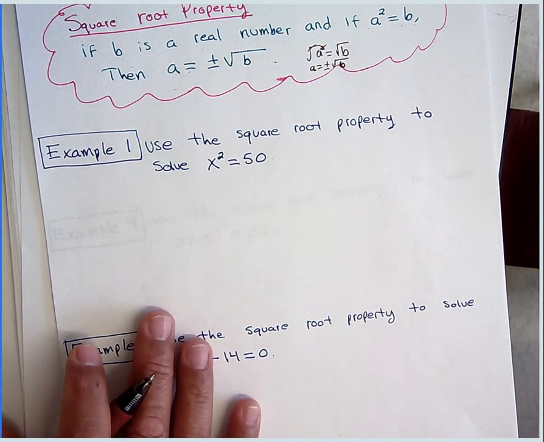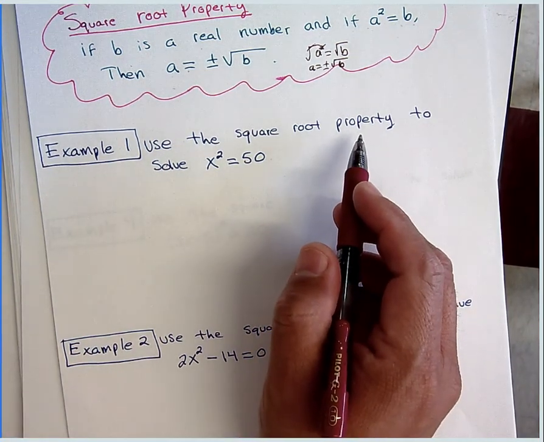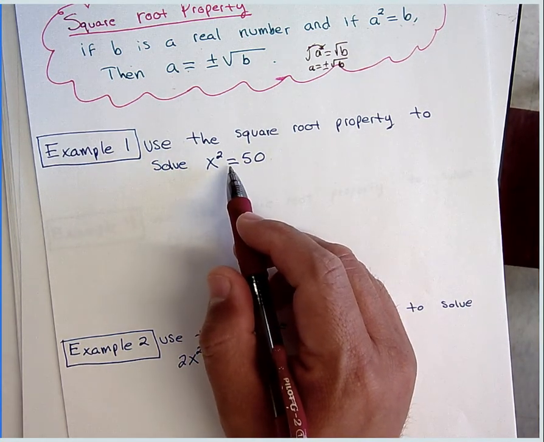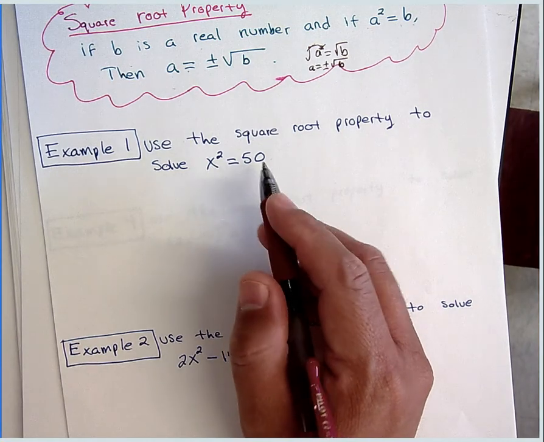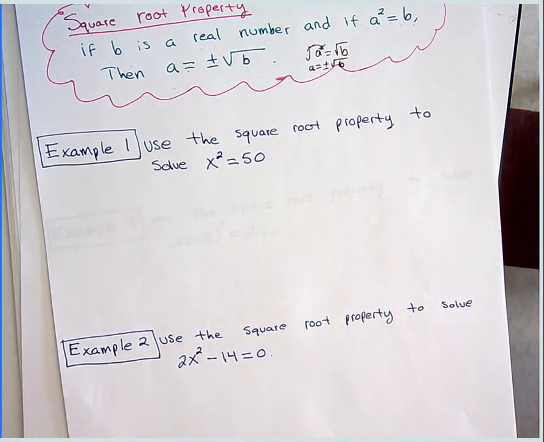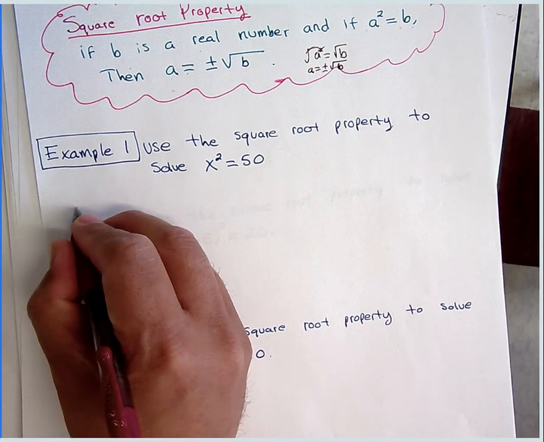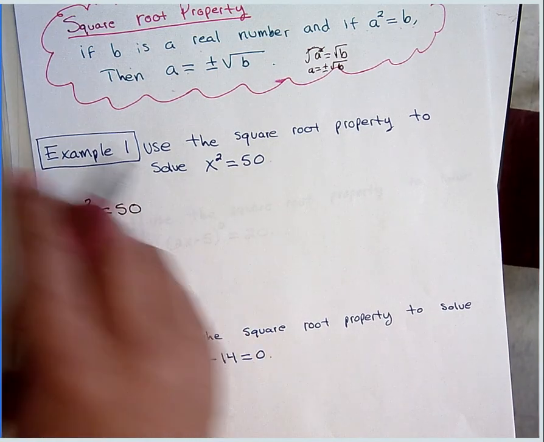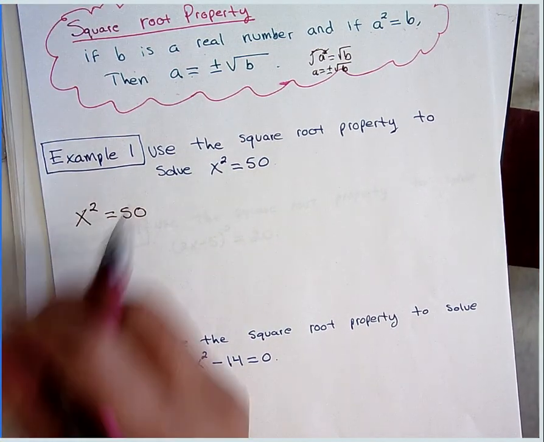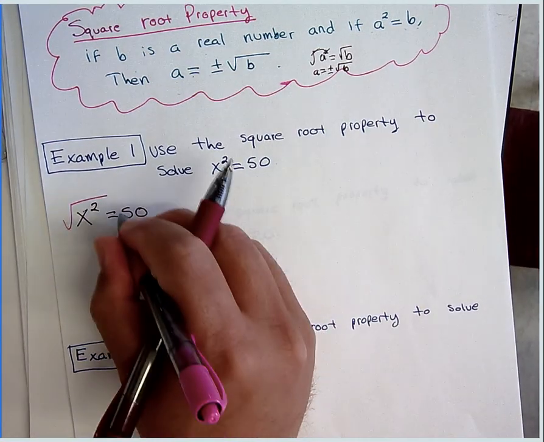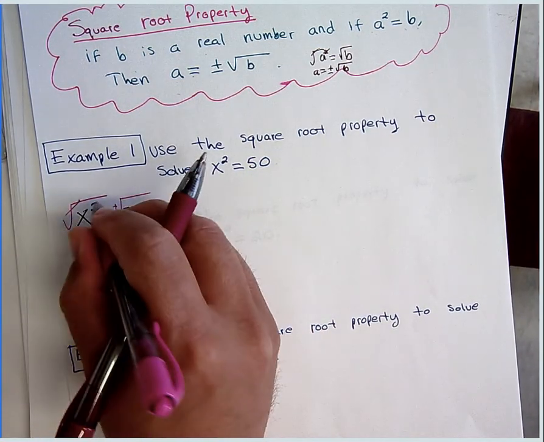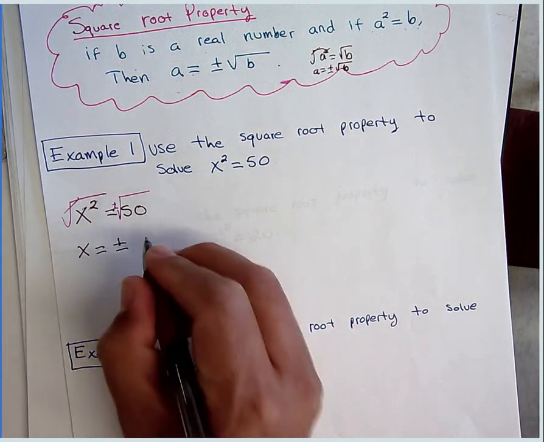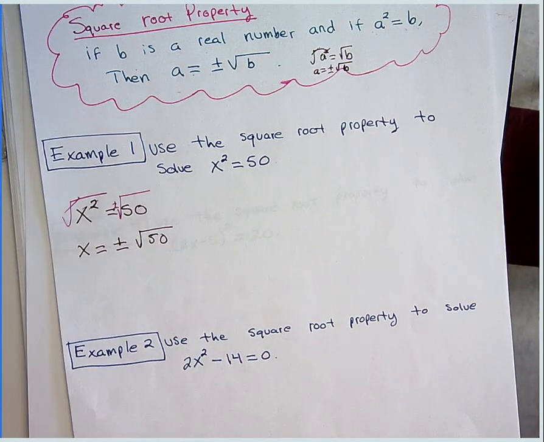Example 1: use the square root property to solve x squared equals 50. This is where you have to take the square root, or use that property. I'm just gonna do the square root, plus or minus. So cancel that, and you end up with x equals plus or minus the square root of 50.